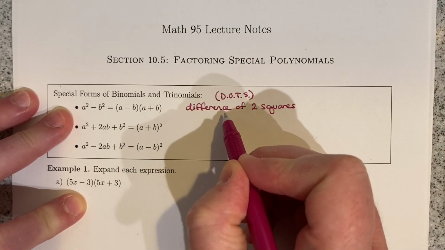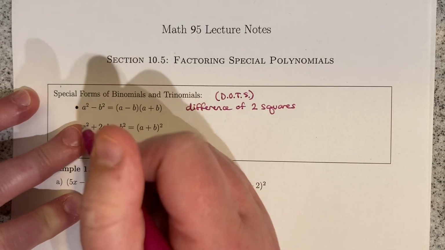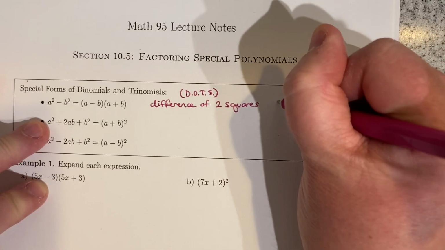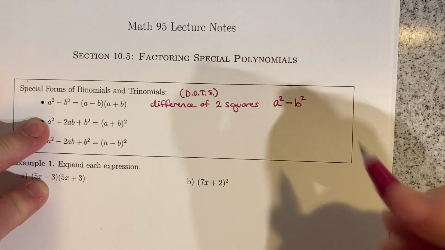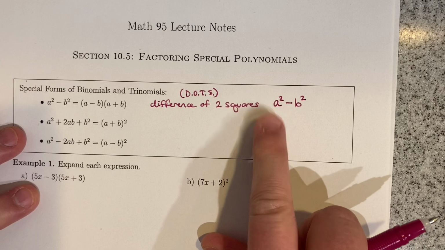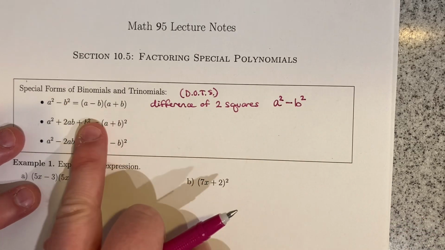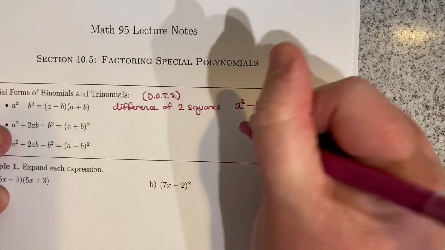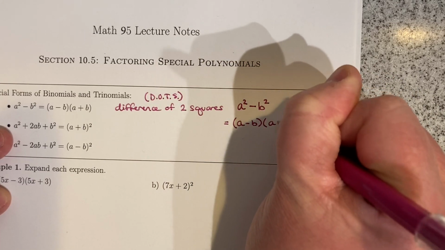Difference just means subtract, and two squares means we're squaring numbers. So this is a number or an expression squared minus another number or expression squared. If it looks like that, then there's this very specific way to factor it, where it'll be a minus b times a plus b.